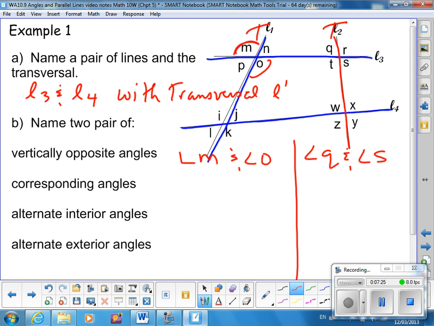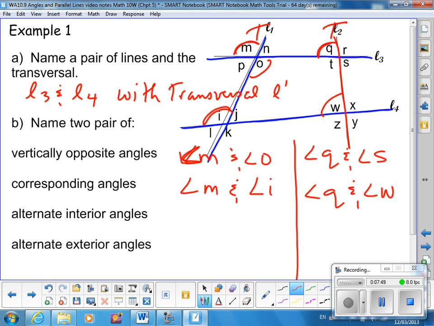Okay, corresponding. So if I was looking again from angle M, the angle that corresponds to M is I. So same position, above the line and to the left of the transversal. So with angle Q and angle W.